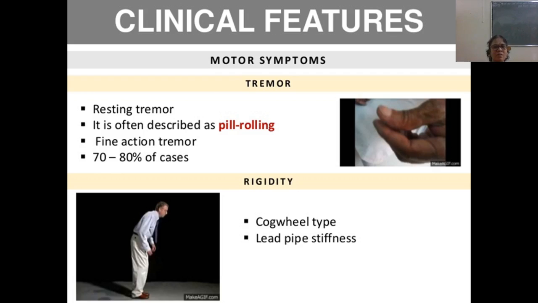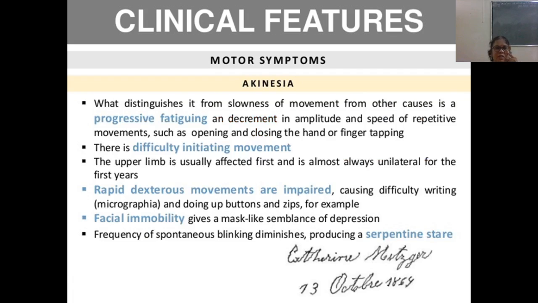First, resting tremors. Even when the patient is sitting, he will have some sort of tremor-like movements, or pill rolling of the fine motors, the fingers. Fine motor tremors occur in 70 to 80% of cases. This is common. And rigidity: cogwheel type of rigidity will be there, and lead pipe stiffness. If you see lead pipes, they can be bent only to some extent. Like that, lead pipe stiffness will be there in Parkinson's disease.